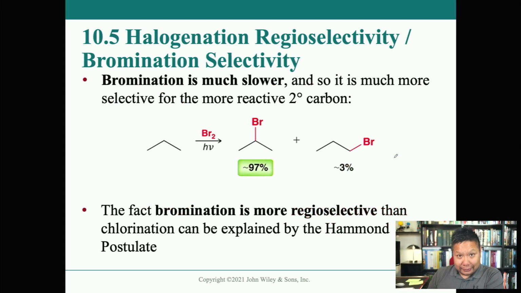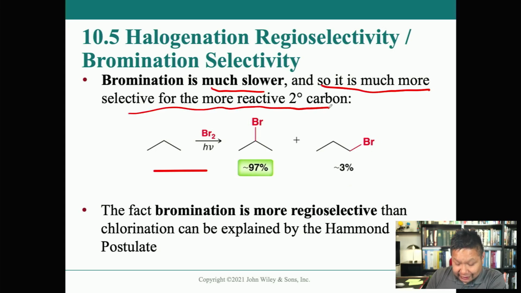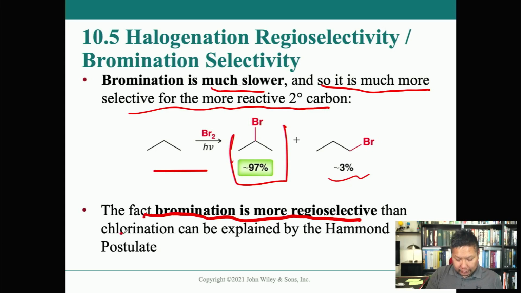Compare that to bromine, though. If we were to do bromine, it happens much slower, right? And it's so much more selective than this. Since it is so much slower, it's so much more selective for the secondary carbon, right? And so you actually get 97% of the secondary halide here when you use bromine, and only about 3% of the primary halide. Okay, so the moral of this story here is that bromination is much more regioselective than chlorination is. Okay, much more regioselective than chlorination.